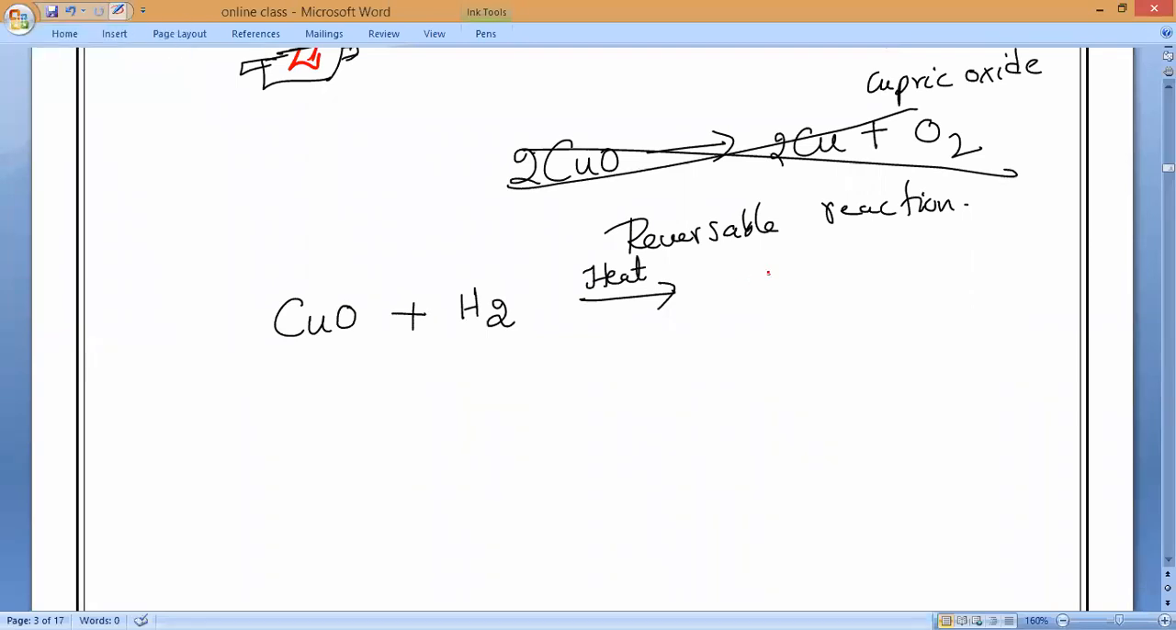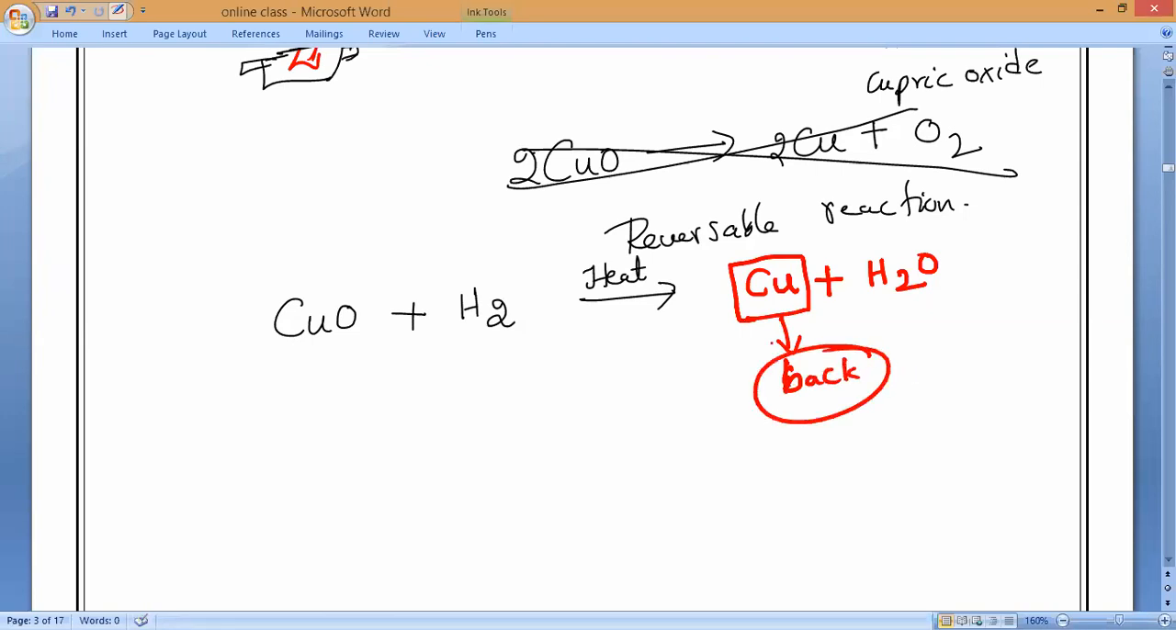What will we get, guys? Brown color copper will come, plus water will form. That is what happens. So by passing hydrogen gas, we get the copper back. Yes or no? We get the copper back. That is why we can say it is a reversible reaction.